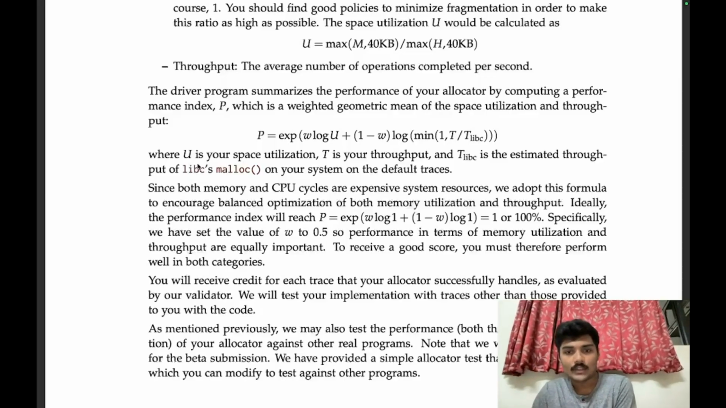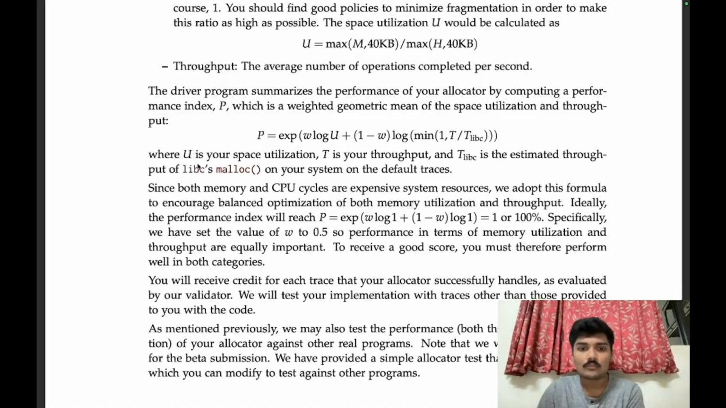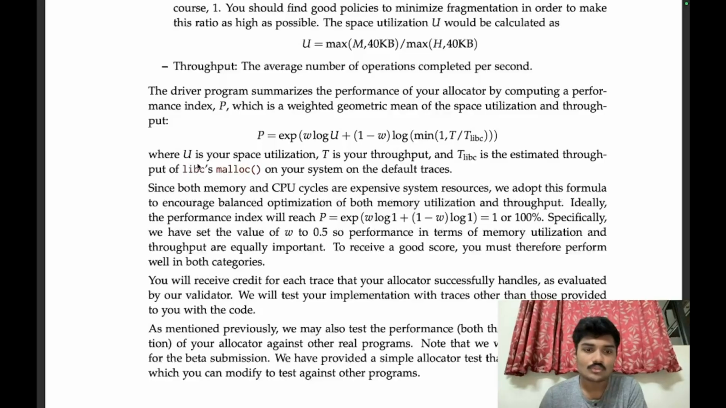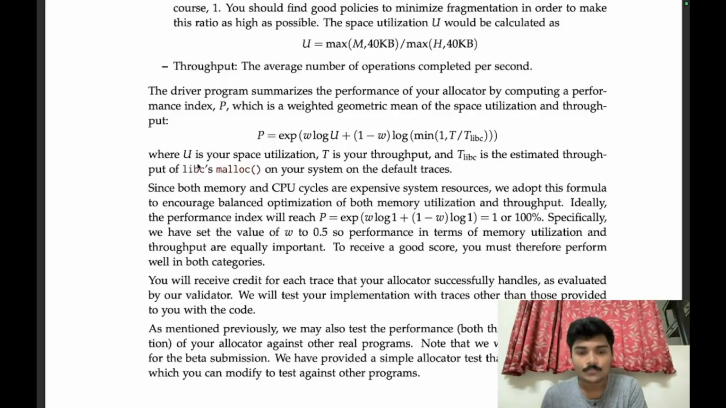Since both memory and CPU cycles are expensive system resources, we adopt this formula to encourage balanced optimization of both memory utilization and throughput. Ideally, the peak performance index will reach P is equal to exponential W log 1 plus 1 minus W log 1, which is equal to 1 or 100%. Specifically, we have to set the value of W to 0.5. So performance in terms of memory utilization and throughput are equally important. To receive a good score, you must therefore perform well in both categories. Okay, got it. What is W? Not sure.